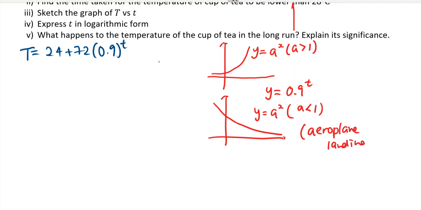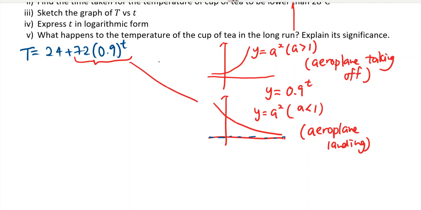You must know your chapter 5 very well, graphical representations, to know what the mother curves are. This is called aeroplane taking off. I will also do a video about it so that you can understand what curve is for what. In this case, 0.9 to the power of t is going down, and you must also understand that there is an asymptote here. This is your mother curve.